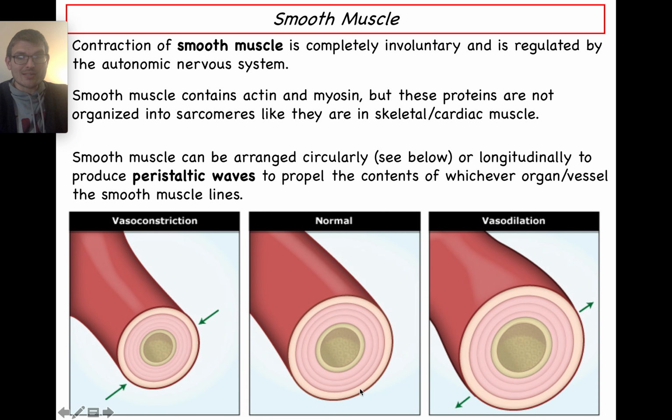Another place that you can see circular smooth muscle is in the iris of your eye. We talked about how that acts kind of like a diaphragm to regulate how much light can enter into the retina. Alternatively, smooth muscle can be arranged kind of as flat sheets in what we call longitudinal fashion. You typically see that in food pathways like the esophagus and then different places in the digestive tract.